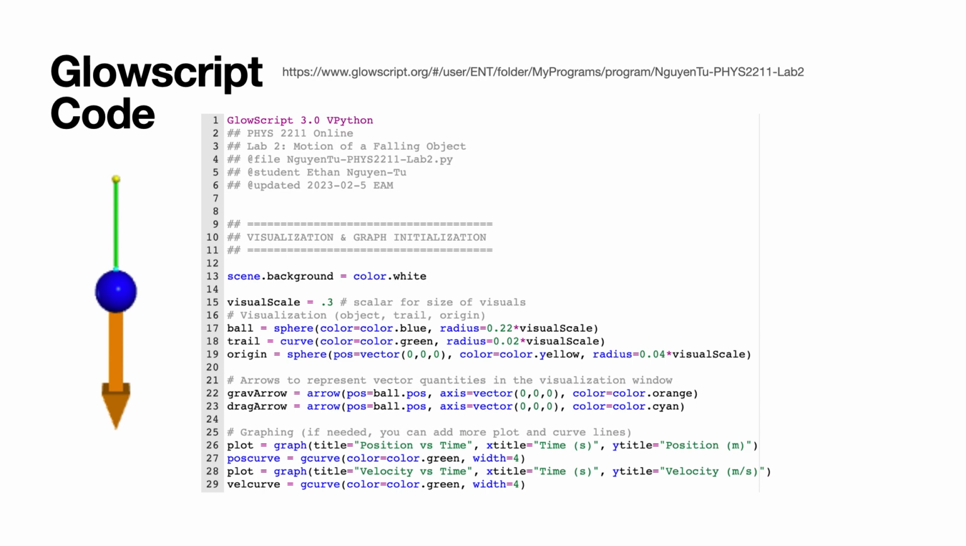I have 3 variables that store the ball's current position, trail, and origin, respectively colored blue, green, and yellow in both models. I also have 2 variables that store the arrow representations of the force of gravity and drag, respectively colored orange and cyan. As for graphs, 2 are created, being a position time graph and a velocity time graph.